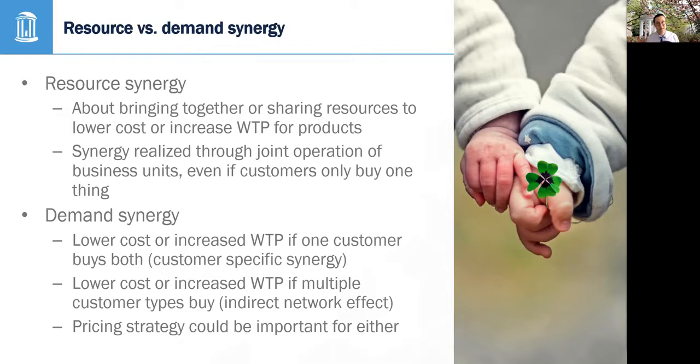With demand synergies, on the other hand, it is about lowering costs or increased willingness to pay still, but it's often more specific to or contingent on customer behavior. So if it's based on one customer buying multiple things, that is a customer-specific synergy. You can also have synergies between customers of different types that may have different preferences for your value proposition. And that would be an indirect network effect, which can also create demand-side synergies. And pricing and bundling strategies can be important for both of these.